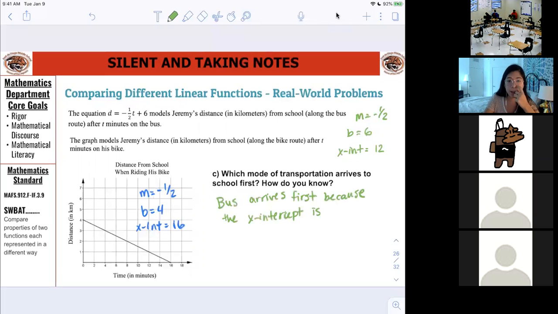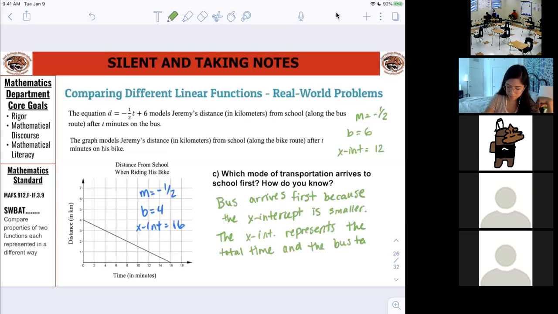So the bus arrives first because the x-intercept is not greater this time, but his x-intercept is smaller. The x-intercept represents not just the time, but the total time. And the bus takes less time. Okay. All right, so see, we were able to get a lot of information from the slope, from the y-intercept, and from the x-intercept. And that's really, really powerful.